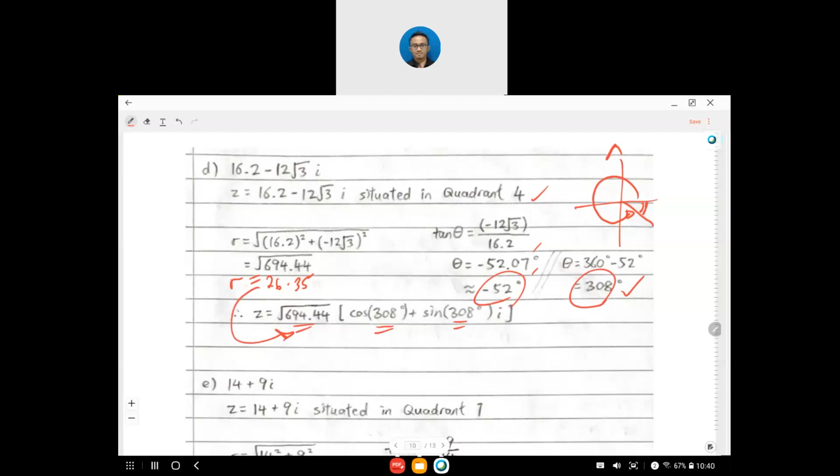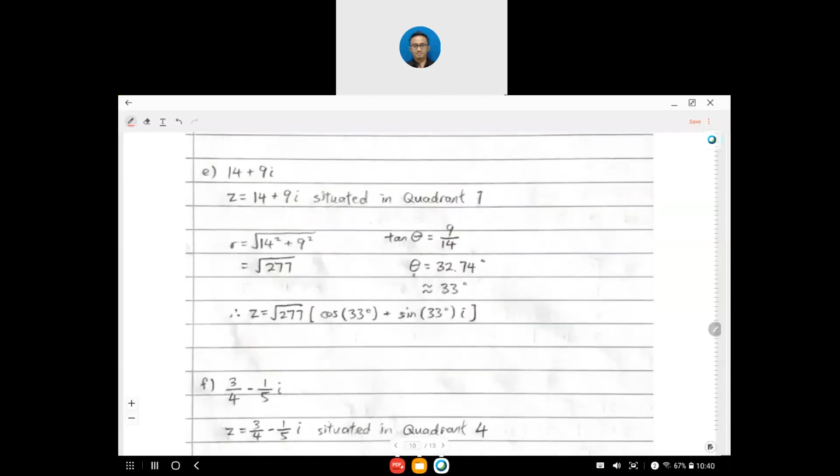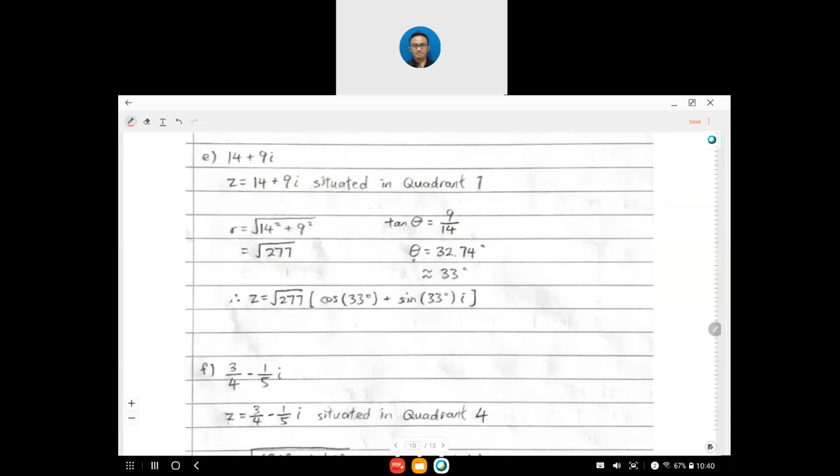Okay, question E. Question E, it is already on the quadrant 1. Quadrant 1 tak ada masalah. Okay, and then you can get R square root of 277, and then theta equal to 32.74 again. Ambil yang tu, this one. So change to 32.74. Okay. Question F.